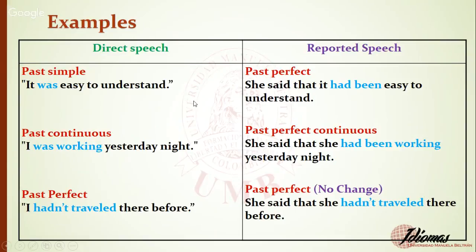It was easy to understand. She said that it had been easy to understand. In past continuous: I was working yesterday night. She said that she had been working yesterday night. I hadn't traveled there before. She said that she hadn't traveled there before. All right, good, perfect. So according to it, you can see the different uses, the day before. For example, in this part, we can change to the day before because you're referring to yesterday. It's important to make a little change in this sentence as well.